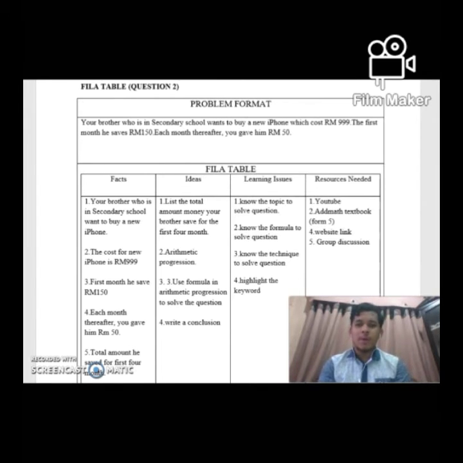First, know the topic to solve the question. Second, know the formula to solve the question. Third, know the technique to solve the question. Fourth, highlight the keywords.